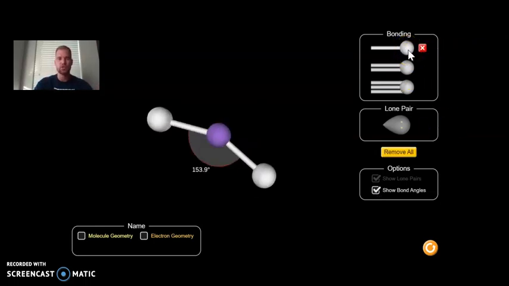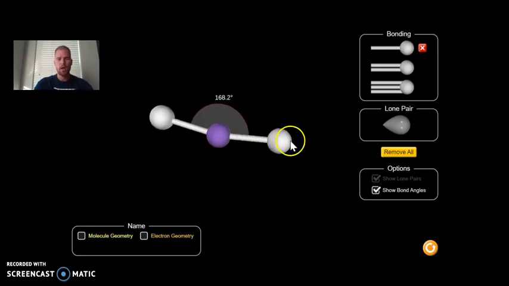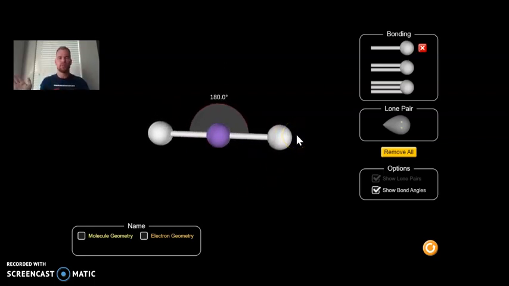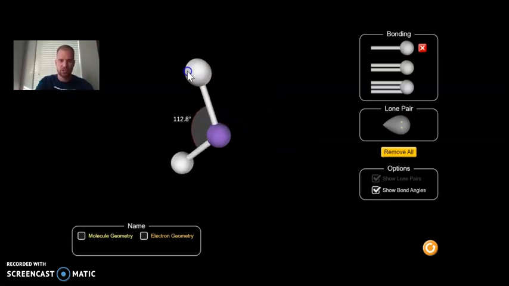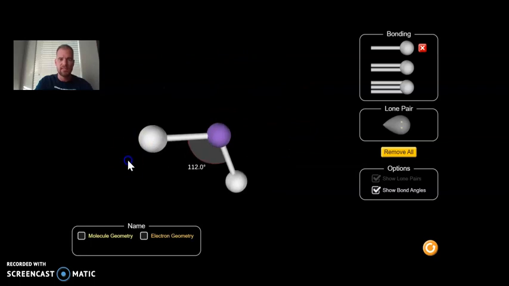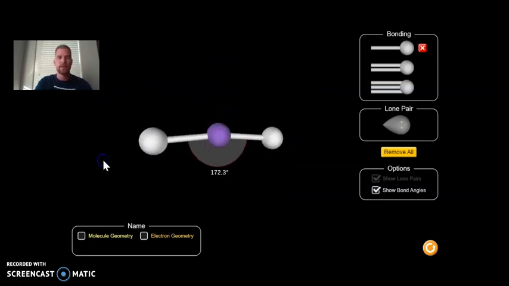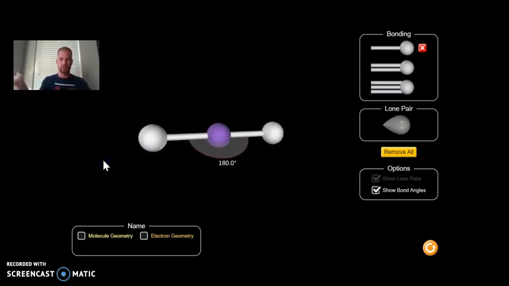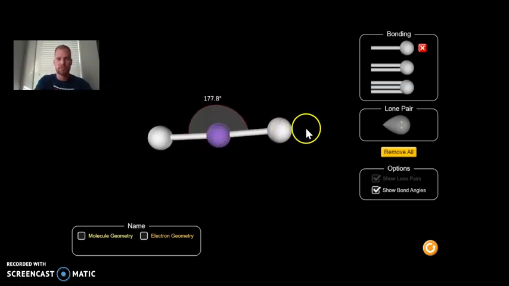If I add in two bonds, do you see how, to get as far away from each other as possible, they have to be 180 degrees? If I were to click and drag this and try to get closer to that other one, do you see how that other one tries to get away from it? Because remember, electrons want to repel from each other. So according to the repulsion, this is as far away from each other as they can go. Notice the 180 degree bond angle, which is linear.